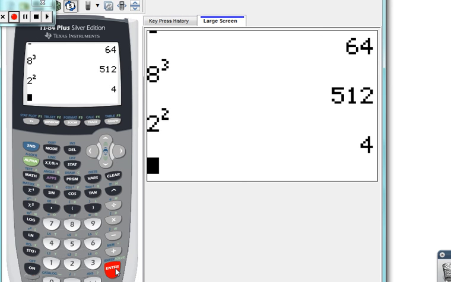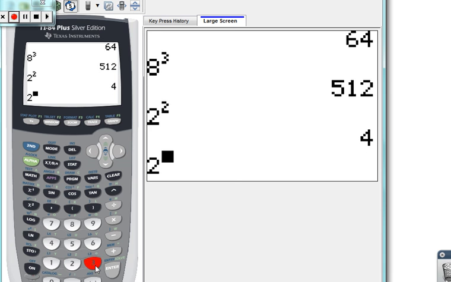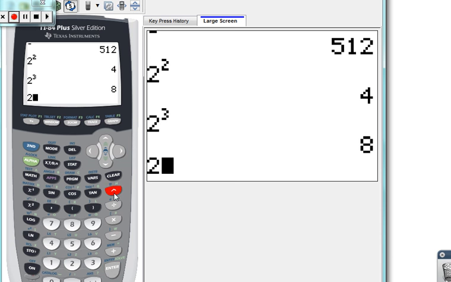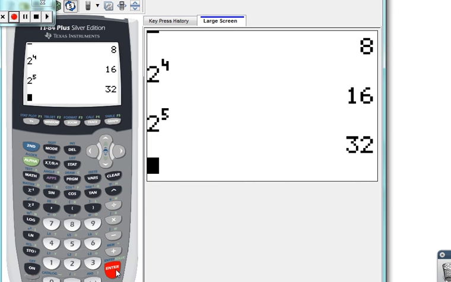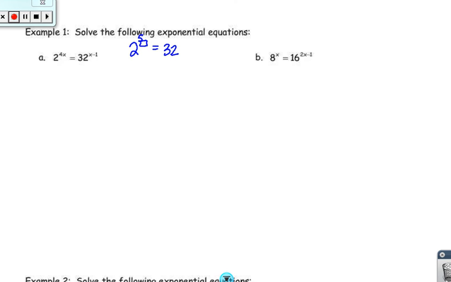Well, I know 2 squared is 4. 2 to the 3rd is 8. 2 to the 4th. 2 to the 5th. If you don't know, you have to do a little game of guess and check here. So 2 to the 4x wouldn't change. 32, I could write as 2 to the 5th. And then my exponent given to me was x minus 1.